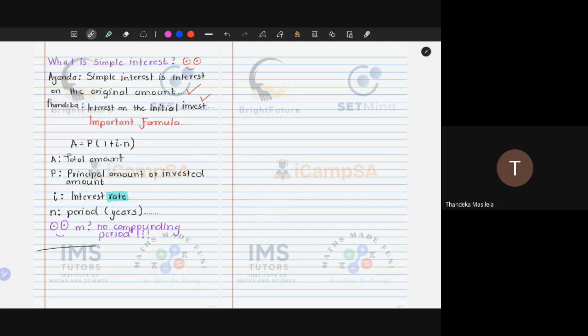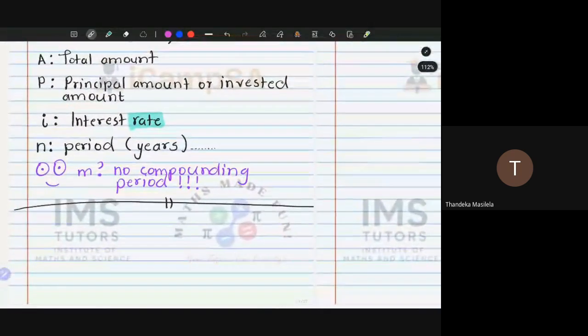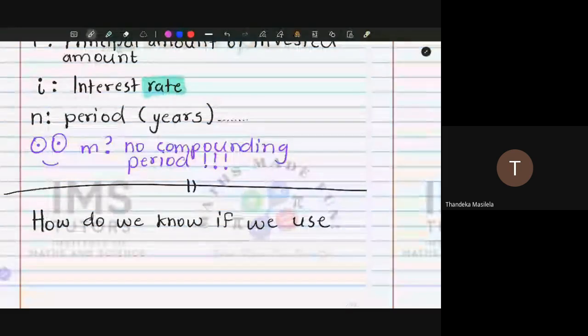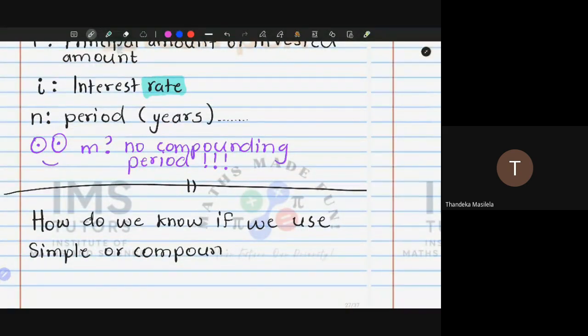So the question which we need to ask ourselves is, think of this way. Look at the question which I'm writing here. Remember, we're talking about simple interest. And my question is, how do we know if we should use the simple or compound interest formula?